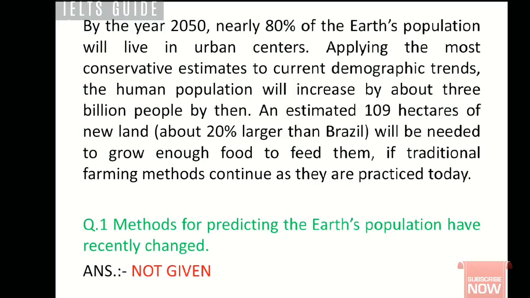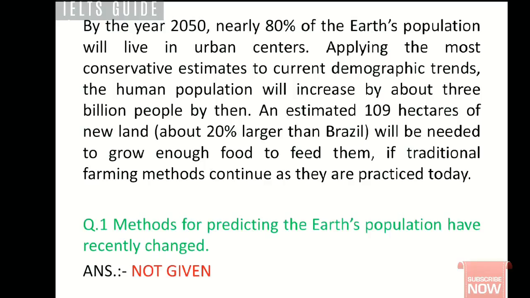Because there is nothing regarding any methods for predicting the earth's population, right? There is nothing mentioned regarding methods which have changed recently. There is nothing like changes happening in a particular method to measure the earth's population. Here you can find the conservative estimates and current demographic trends, but there is nothing about a particular method which has changed over a period of time. So the answer is not given.